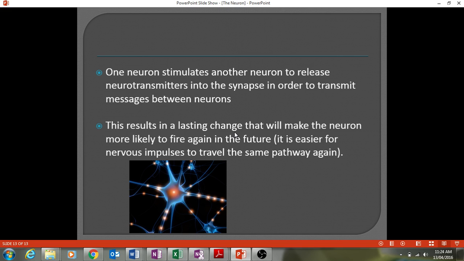This results in a lasting change that will make the neuron more likely to fire again in the future, which makes sense. So if there's a stronger connection, more dendrites, more neurotransmitters, then they're more likely to fire again in the future, making it a stronger, more long-lasting memory. And that concludes this video.